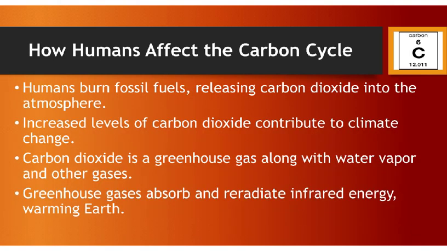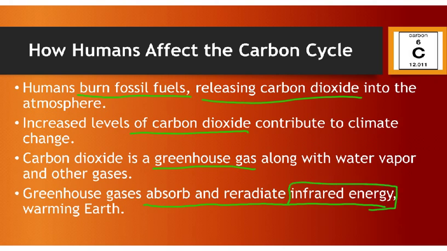We, as humans, affect the carbon cycle because we burn those fossil fuels and we release carbon dioxide into the air. All right, now what we do know is that carbon dioxide itself is a greenhouse gas, along with others like water vapor, methane. There's other greenhouse gases, but it traps and absorbs and re-radiates infrared energy. Now, infrared energy itself is known as heat or heat energy, and so this contributes to climate change.